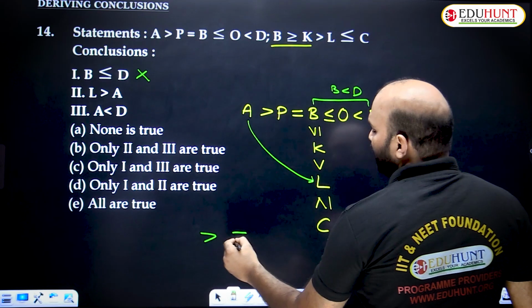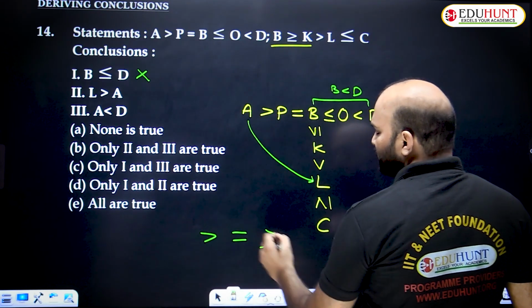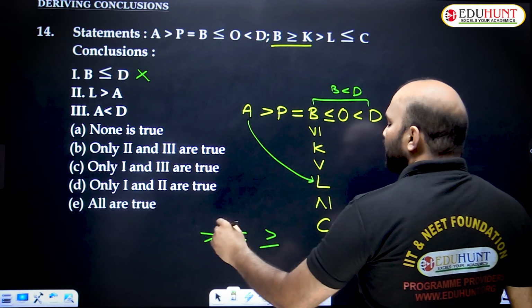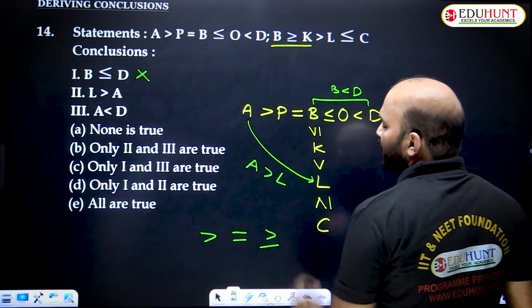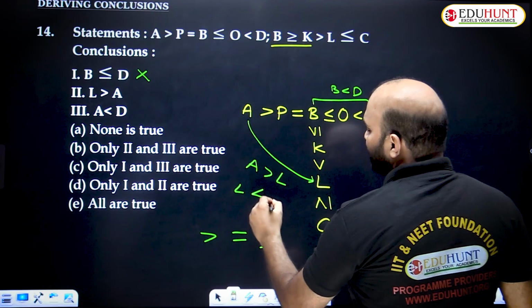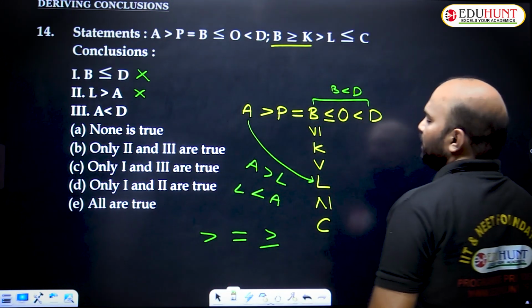3 symbols. Greater than, equals to, greater than or equal. So if these three relations appeared, finally we will get a single relation. A is greater than L. From L it can be written L is less than A. Is it less than A? No, that is also wrong. Am I clear?